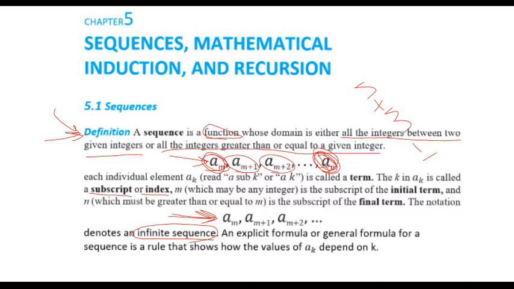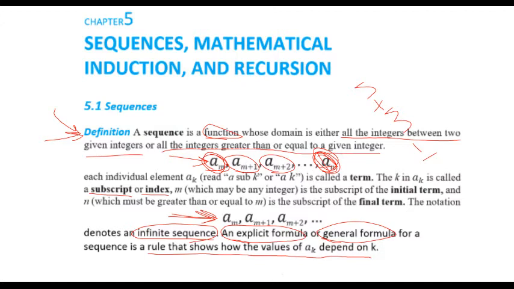Also, we need to know that a sequence sometimes is represented by an explicit formula or a general formula. A general formula or explicit formula of a sequence is a rule that shows how the value of a sub k depends on k. Basically, the explicit formula is a formula that writes a sub k as a function of k.